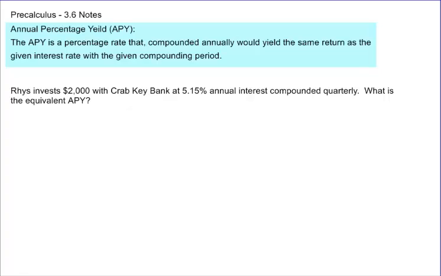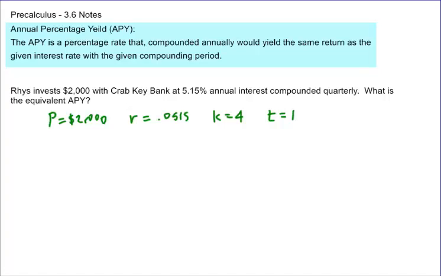So let's say that Reese invests $2,000 with Crab Key Bank at 5.15% annual interest compounded quarterly. What is the equivalent annual percentage yield? And so basically, here's what we want to do. We know that our investment, and again, we're working with the same shape of everything. So P is equal to $2,000, and our rate is equal to 0.0515, and we're compounded quarterly, so K would be equal to 4. This time, though, we're only interested in the time equaling 1.